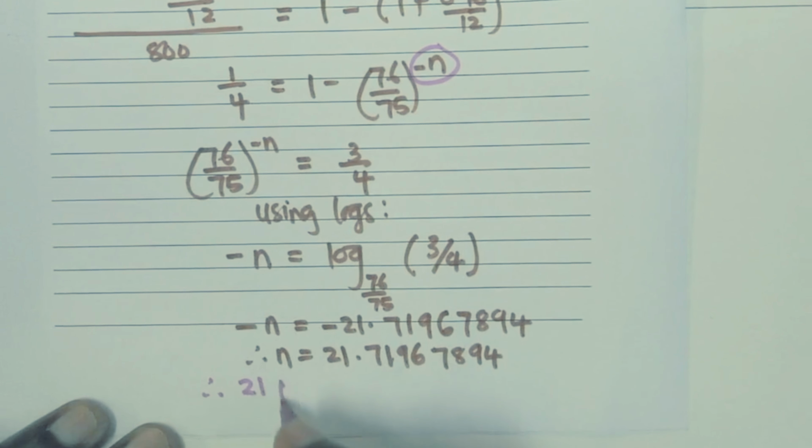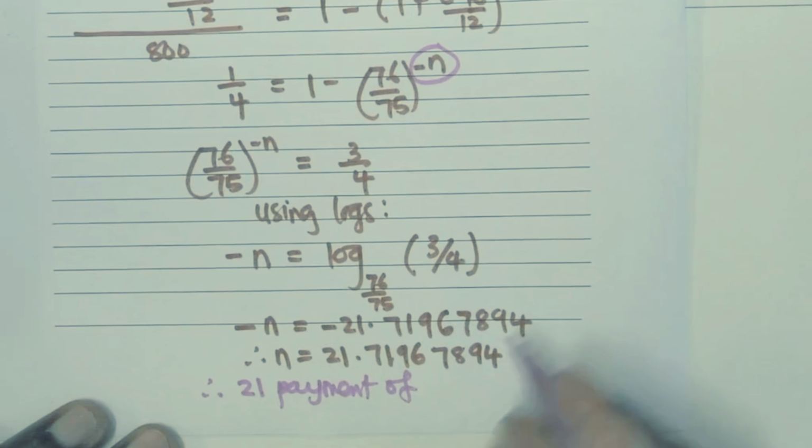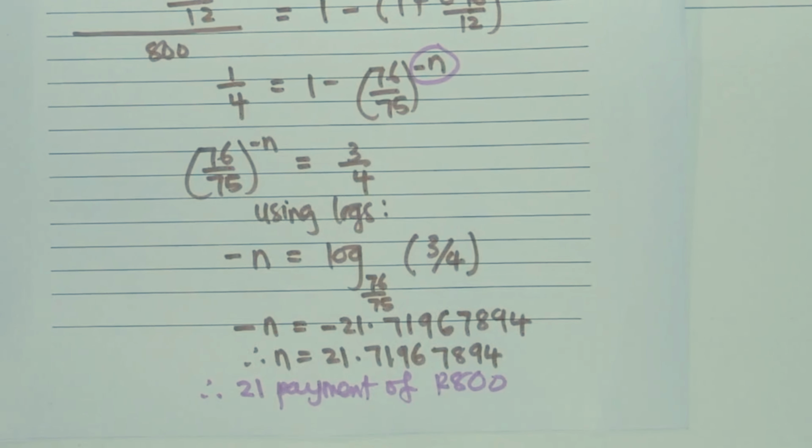She made 21 payments of 800 Rand. But if we see here, there's also a fractional part which is left out here. So let's move on to the next part of our question.